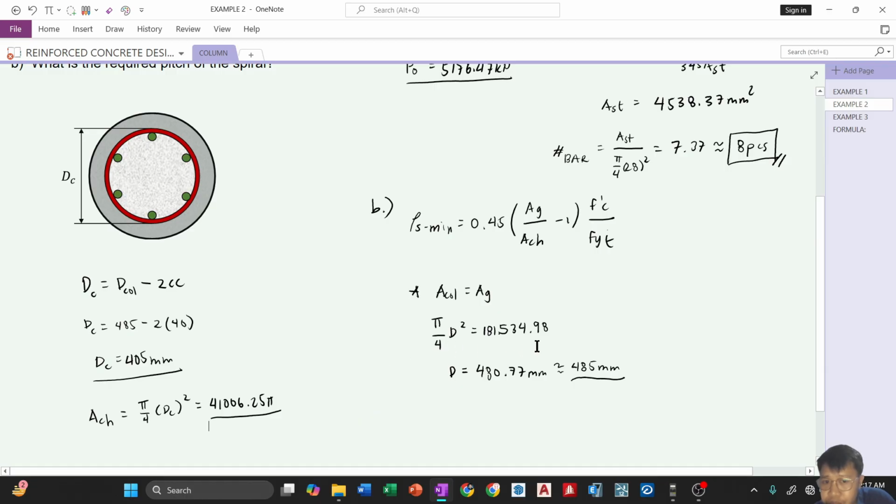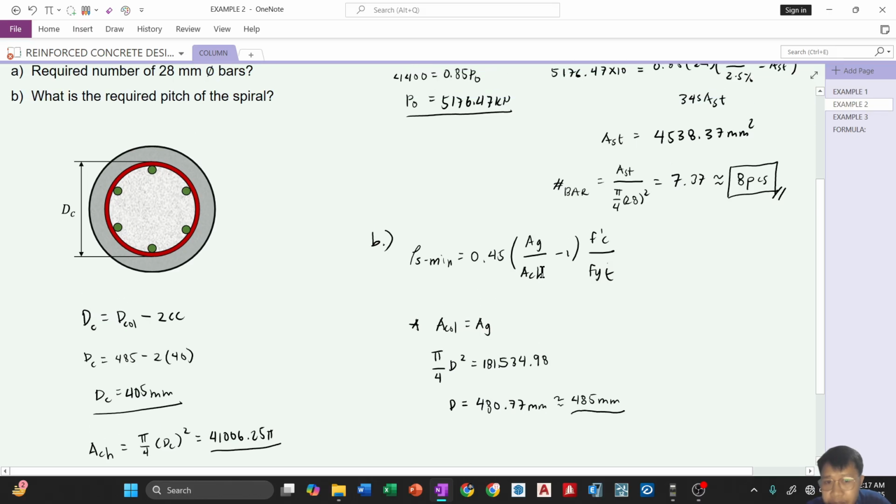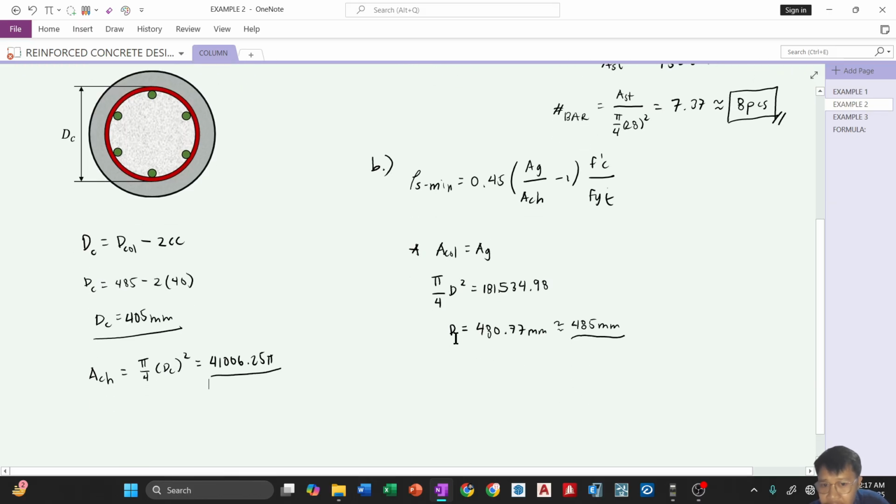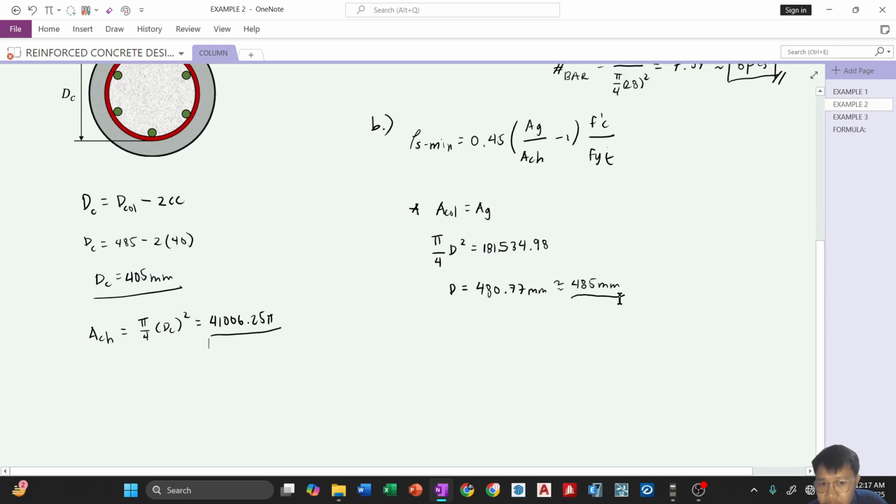Okay. Now, pwede na natin kunin yung raw minimum for spiral. Dahil ni-round natin yung diameter ng ating column, yung AG natin dito is i-adjust na rin natin. So, kunin natin yung adjusted area nito para adjusted lahat, no? We cannot use 181,534.98 kasi ang ibibigay na diameter nun ay 480. Since we rounded our diameter, we must also round our area gross. Okay? So, we solve for the new AG.